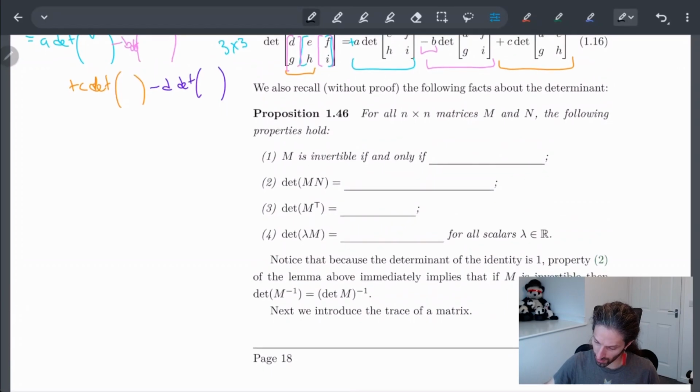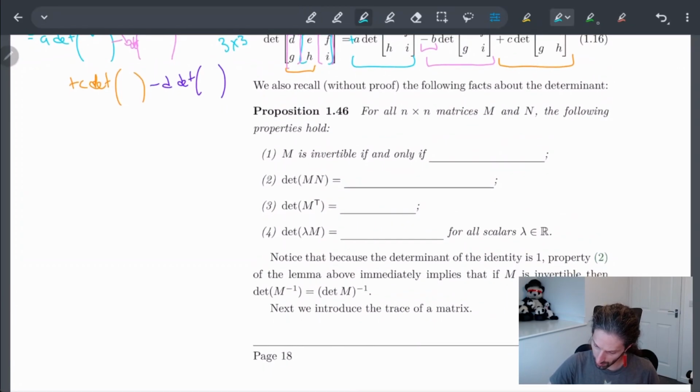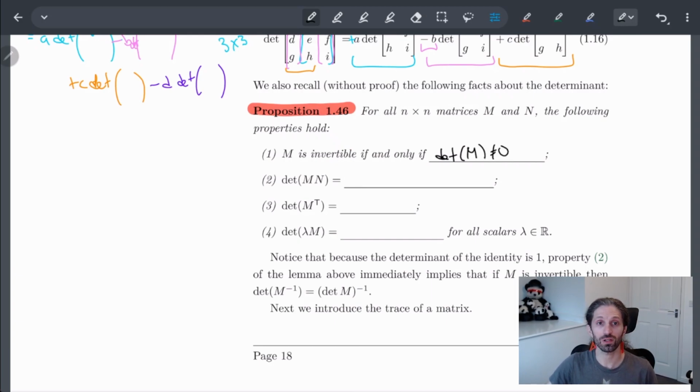Some properties on determinants that most of you have hopefully already seen. M is going to be invertible, as we've already talked about, if and only if the determinant is non-zero. We should already know that if I take the multiplication of two matrices, the determinant just multiplies as well. We've already seen that the determinant of the transpose is equal to the determinant itself. And for any scalar, I can pull the scalar out, but I have to multiply it n times, because it's going to be everywhere. So I have to pull this n times out.